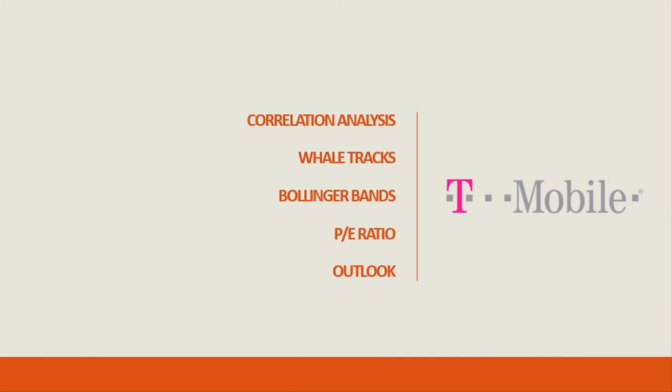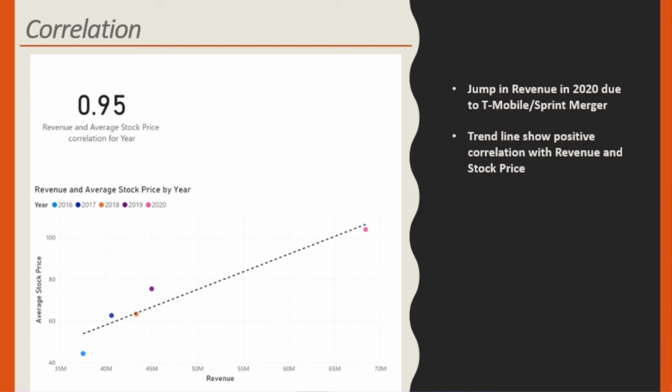Today I'll be going over an analysis that I've performed for the T-Mobile stock, which trades under the symbol TMUS. I'll perform a correlation analysis, go over whale tracks, look at Bollinger Bands, go over the price to earnings ratio, and lastly give a future outlook on whether or not we should buy, sell, or hold T-Mobile stock. Let's get started first with the correlation I performed.